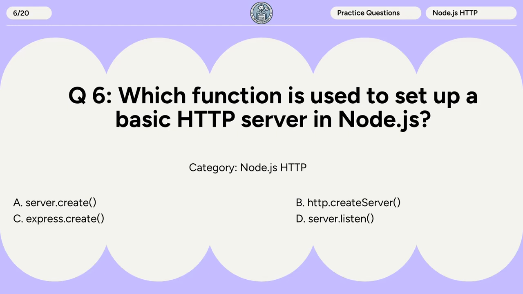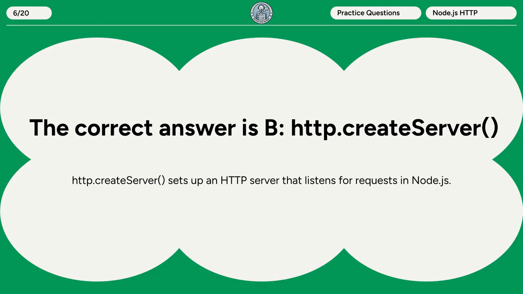Question 6. Which function is used to set up a basic HTTP server in Node.js? The correct answer is B. http.createServer. http.createServer sets up an HTTP server that listens for requests in Node.js.